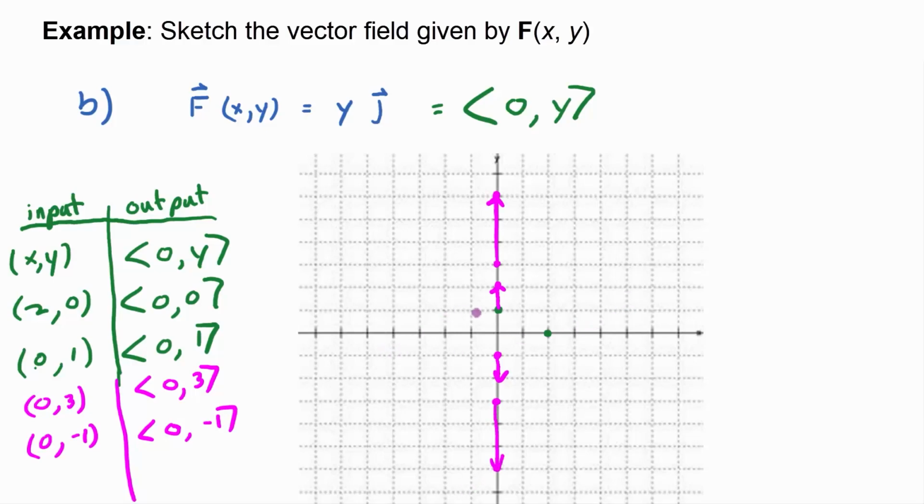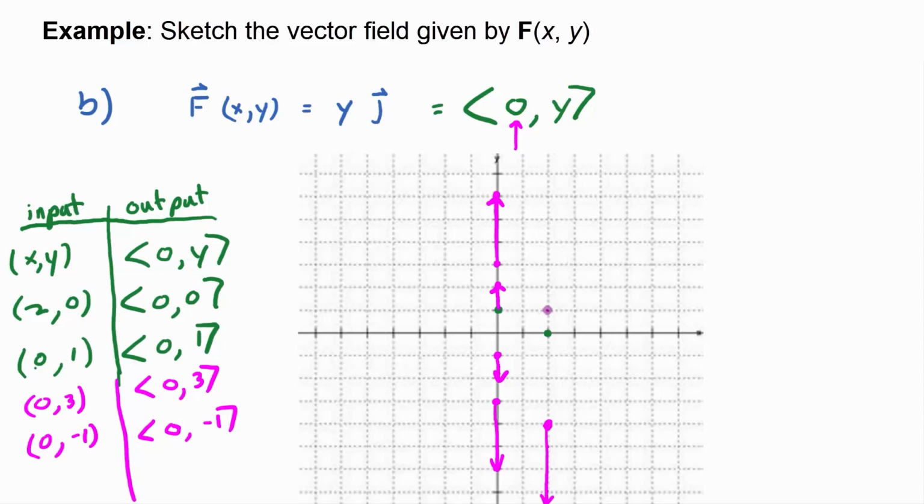I think you got the idea, but what if I made the input 2, negative 4? Then the x coordinate's always 0. What's the y coordinate? If the input y is negative 4? Negative 4. So I go 1, 2, 3, 4 down there, like that.